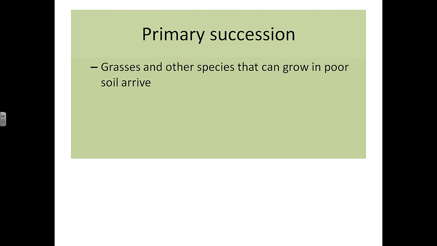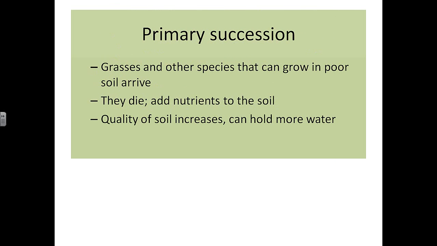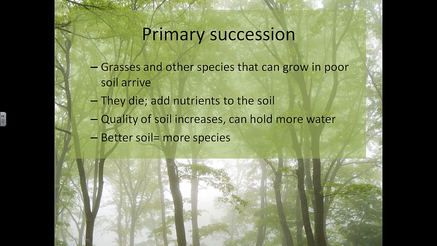When we have soil, grasses and the other species that can tolerate poor soil conditions move in, they die, nutrients get added to the soil from their bodies. Then the quality of soil gets thicker and increases and is more nutritious and holds more water, which allows bigger species to move into that area. As you can imagine, this takes quite a long time.